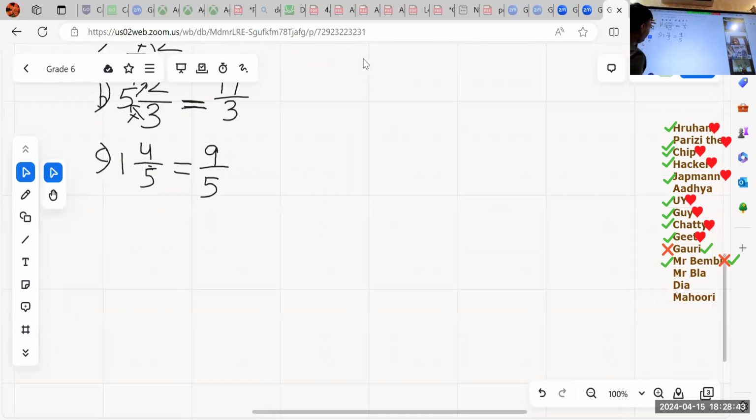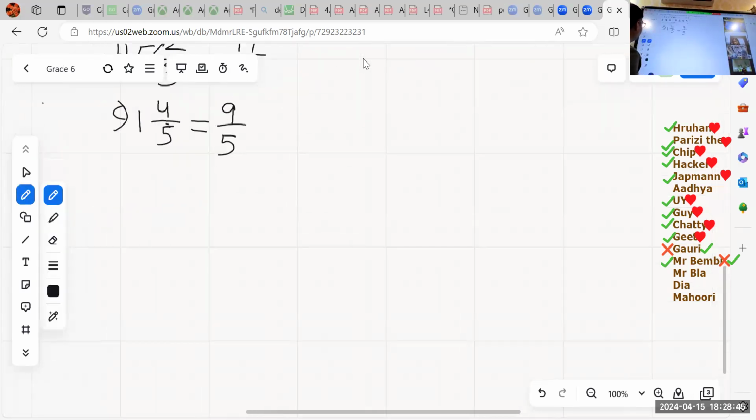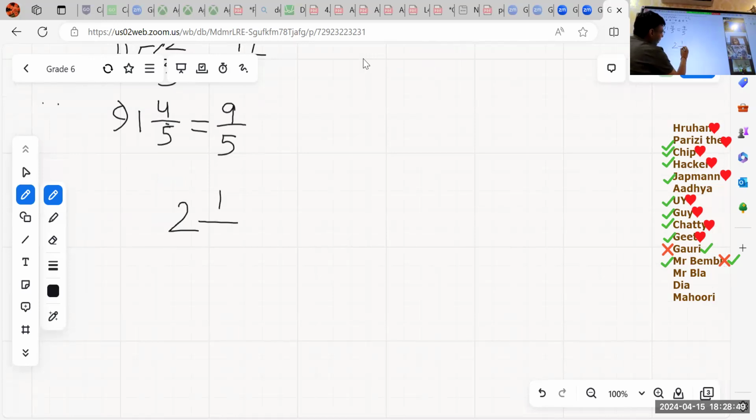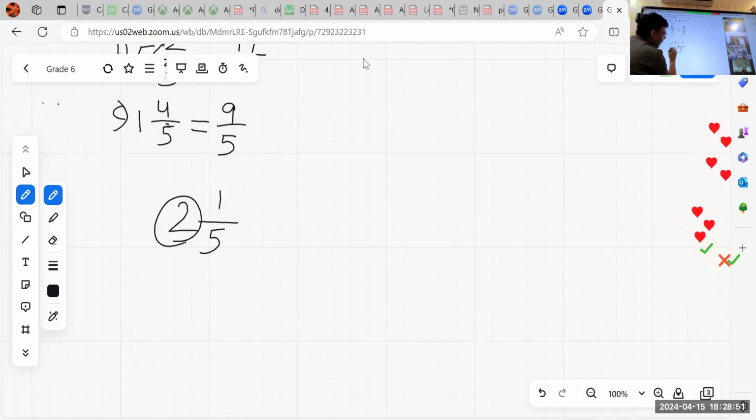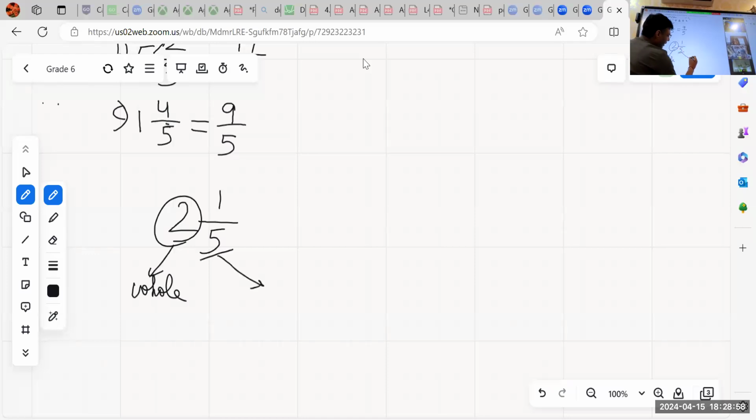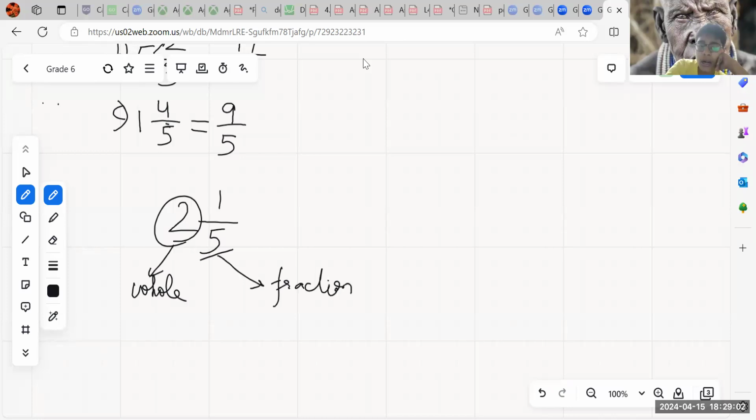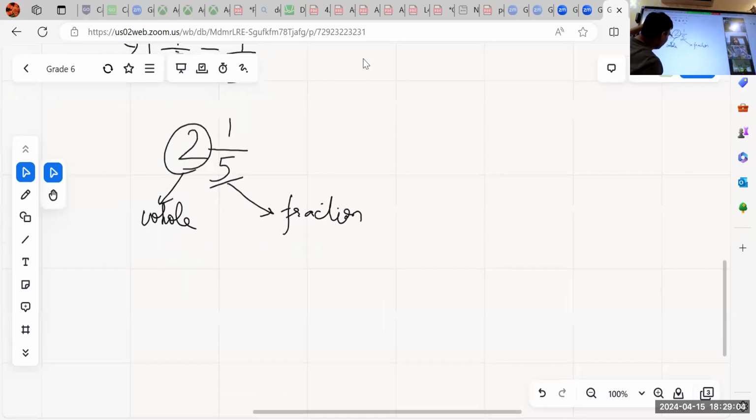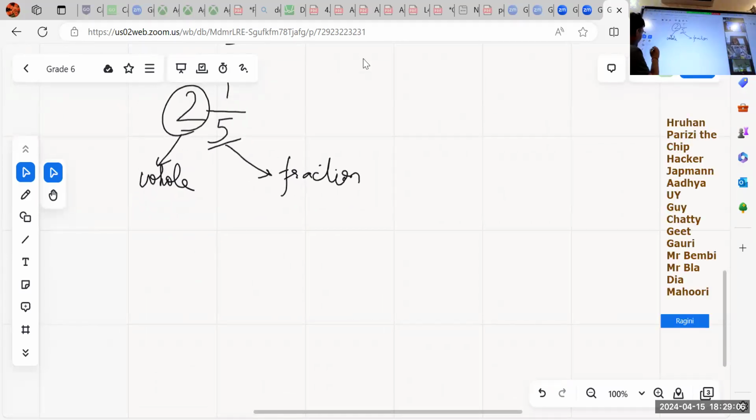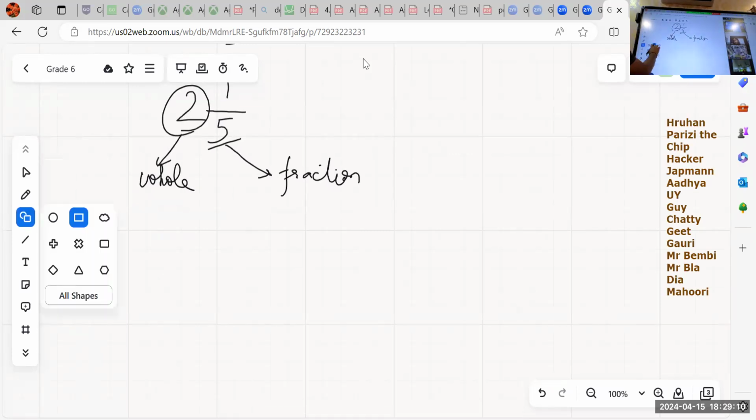Okay. So just for your memory, if I write a fraction 2 1 by 5, this is my whole part and this is my fraction part. Do you all remember? We have been studying this since grade 3, I think grade 3 or 4. Now, how do I represent this pictorially?